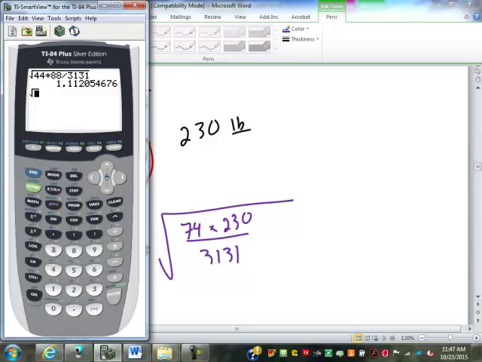So mine, I get the square root in first. So 7. Yep, you have to hit equals before you do the square root on yours. So 74 times 230. Oh, yeah, I got 2.3. Okay, divided by 3131. And I also get 2.33.